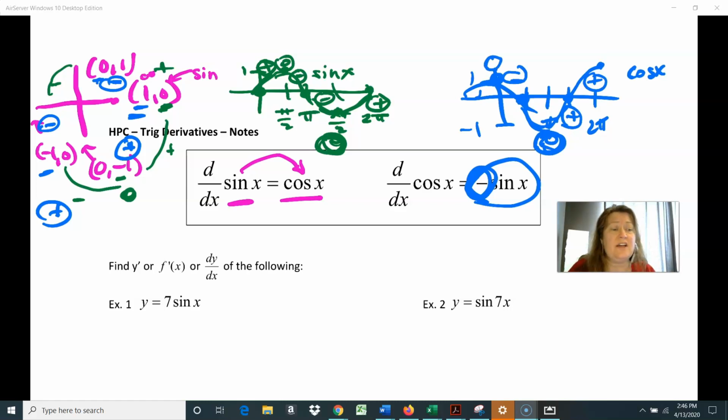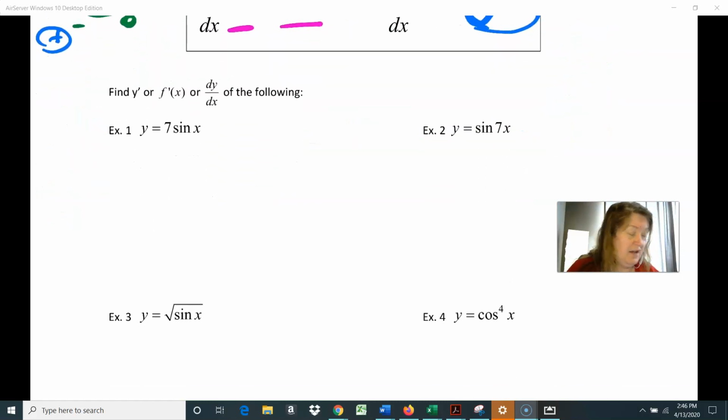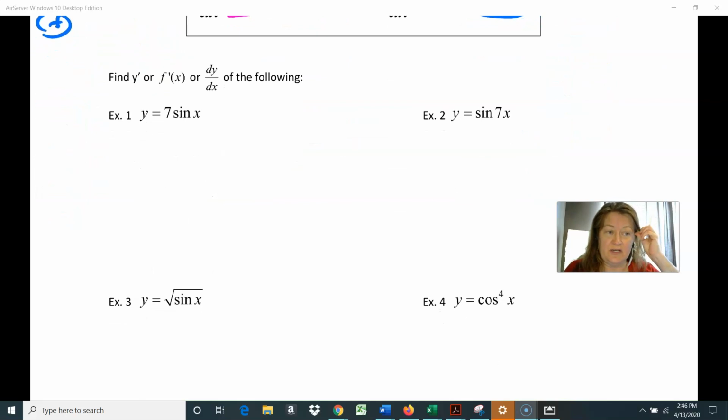All right, so that's our main overview idea of this. Overall, what you have to know is just that the derivative of sine is cosine, and the derivative of cosine is sine, but you have to do a sign change to it, so it's got a negative in front of it. All right, so let's go use those. A few of them are going to start out nice and easy, and then we're going to go into some product, quotient rule, and chain rule stuff.